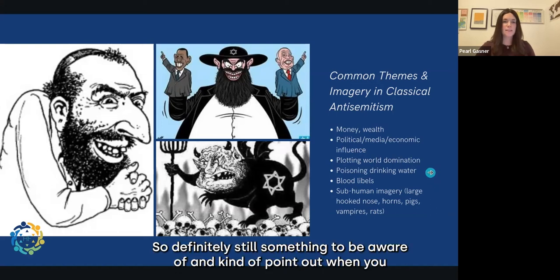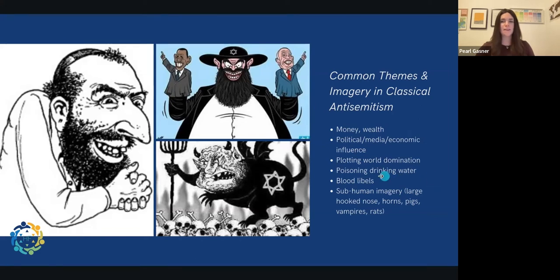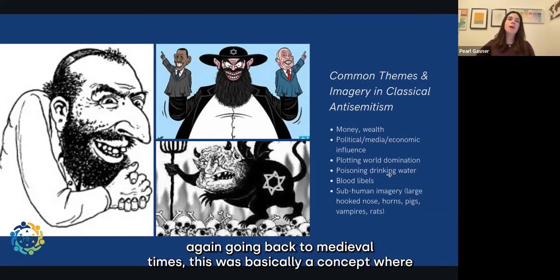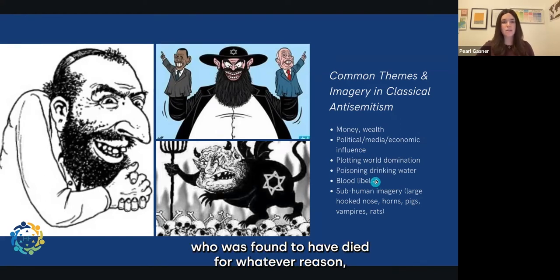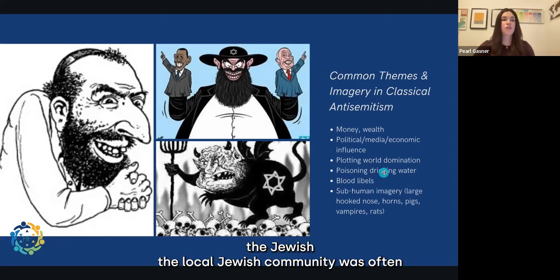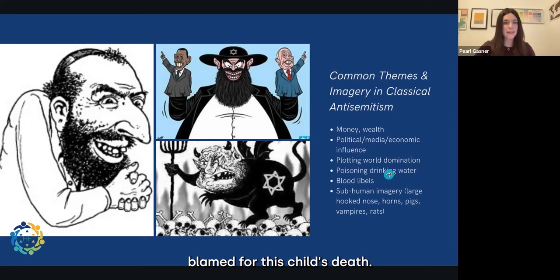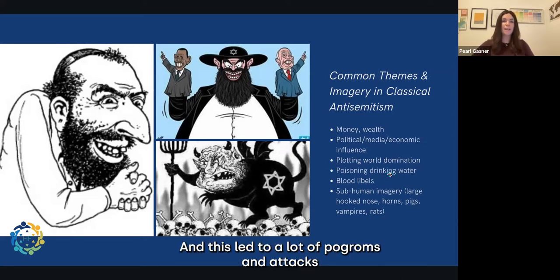So definitely still something to be aware of and call out when you see it. Blood libels, again going back to medieval times, was basically a concept where, whenever a Christian child was found to have died for whatever reason, the local Jewish community was often blamed for this child's death. And this led to a lot of pogroms and attacks on local Jewish communities in retaliation.